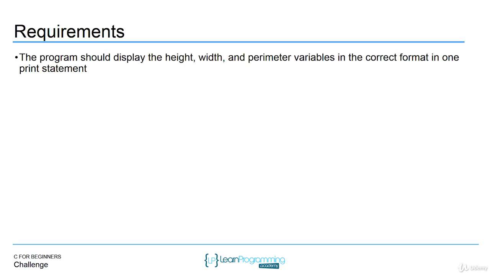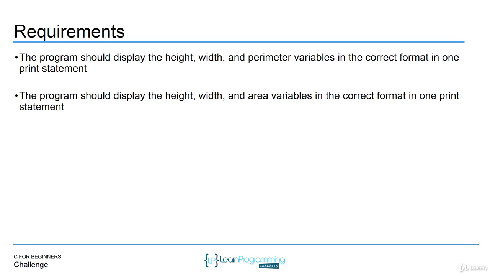Also, what you need as the output for this program is you're going to display the height, the width, and the perimeter variables in the correct format. The other thing that you're going to learn through this challenge is how to use the printf function to display the value of variables. So you're going to need to understand format specifiers. You're going to need to understand an escape sequence for the \n, so you print out line feeds. The first display should be the perimeter. The second display should be the area with the height and the width as well.